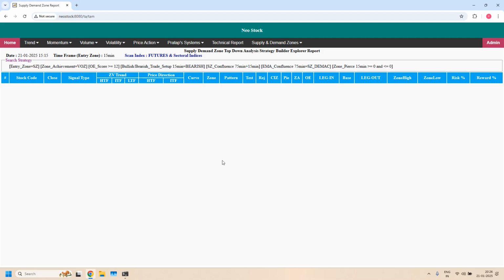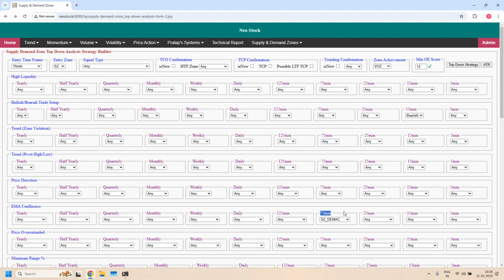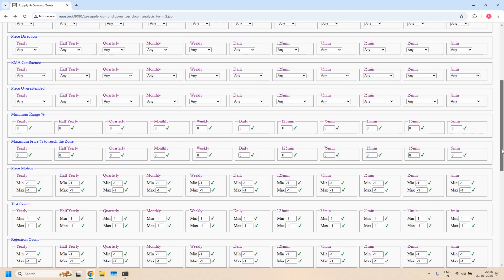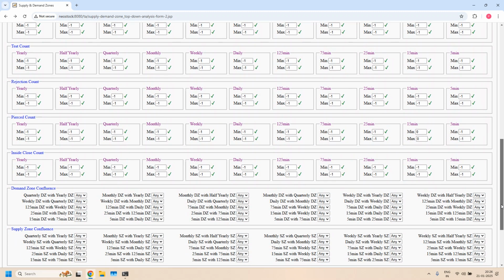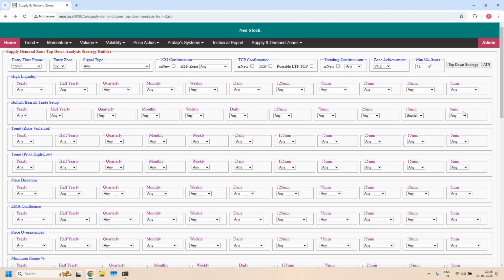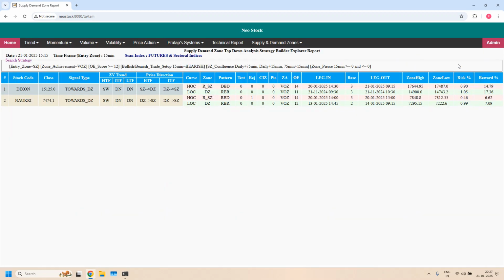Okay, fine. Next, let us look for LTF, ITF, HTF supply zone confluence supported stocks. I removed the EMA filter, that is ITF specific. We should look for HTF specific now. So we need to set 3 filters. First filter is already enabled. Second filter is 15-minute supply zone with daily supply zone confluence. Third filter, 75-minute supply zone with daily supply zone confluence. With all the 3 filters, LTF, ITF, HTF supply zone confluence, we got 2 stocks.